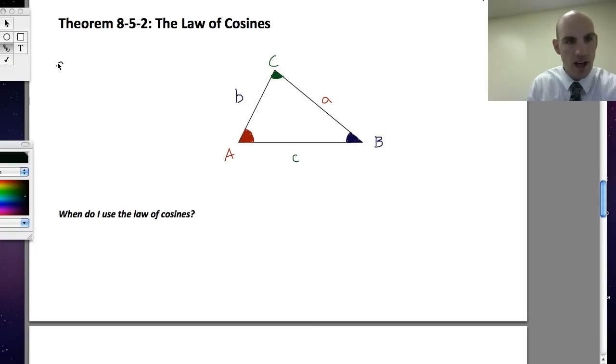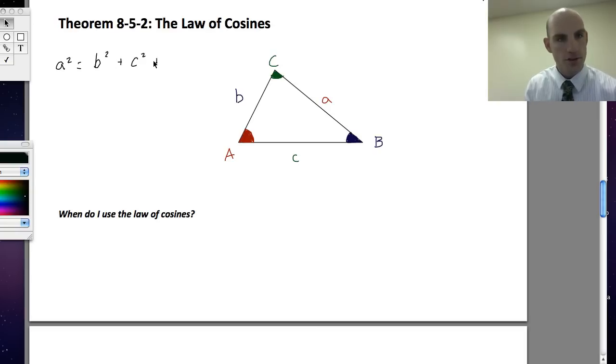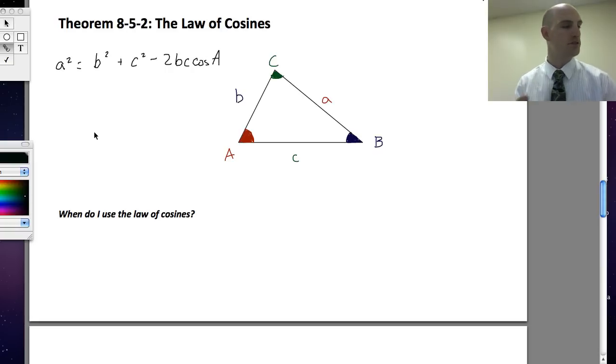The law of cosines, the first application, looks a lot like the Pythagorean theorem to start out with. A squared equals, and the rest of the formula is based on the fact that we're talking about a squared. So a squared is equal to b squared plus c squared, sorry, should be minus 2bc cosine of A.